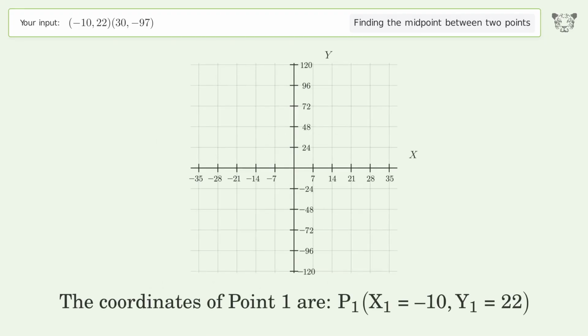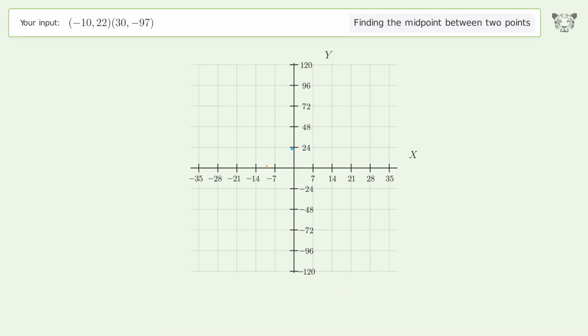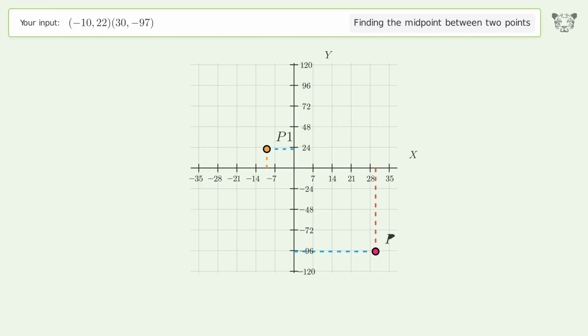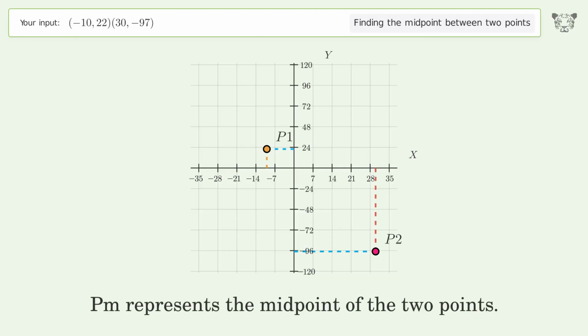The coordinates of point 1 are, x1 equals -10, y1 equals 22. The coordinates of point 2 are, x2 equals 30, y2 equals -97. PM represents the midpoint of the 2 points.